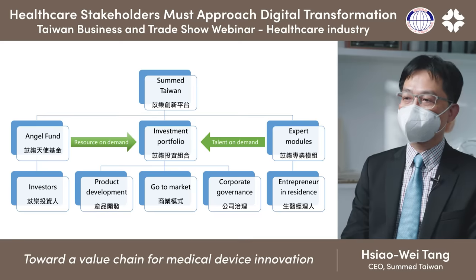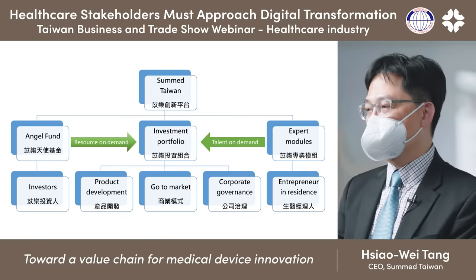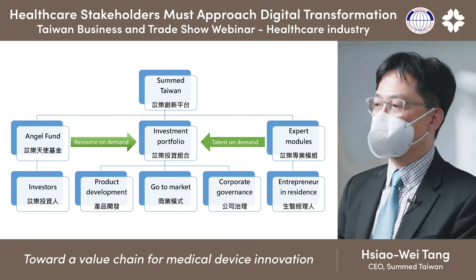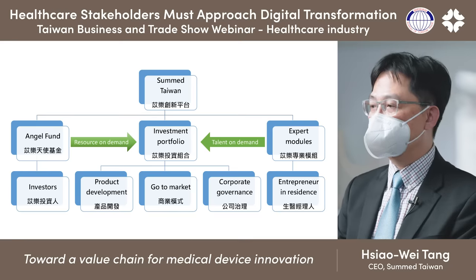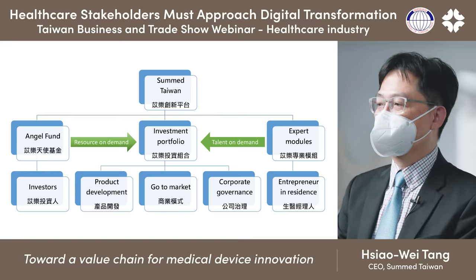We invest in startup companies and guide them to fulfill the three curricula: make a product, sell it to a market, and build your team. The size of our angel fund is $8.5 million, and we have more than 100 experts to provide services and consultancy to our companies based on their needs.